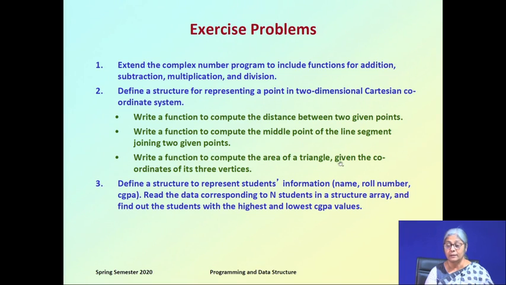Write a function to compute the area of a triangle. All of us know the formula for how to compute the area of a triangle when the coordinates of the 3 vertices are given. That means you have to define the structure of a point. Then define a structure to represent students' information: name, roll number, CGPA. Read the data corresponding to n students in a structure array, and find out the students with the highest and lowest CGPA value. I think this example 3 we have already done in the lab class. For section 3 it is already done. Section 4 students, you must do this practice problem.